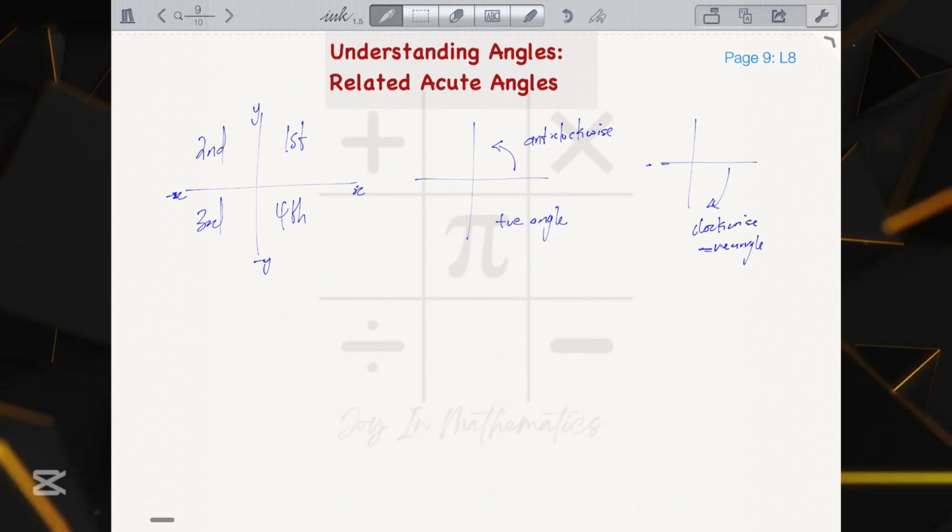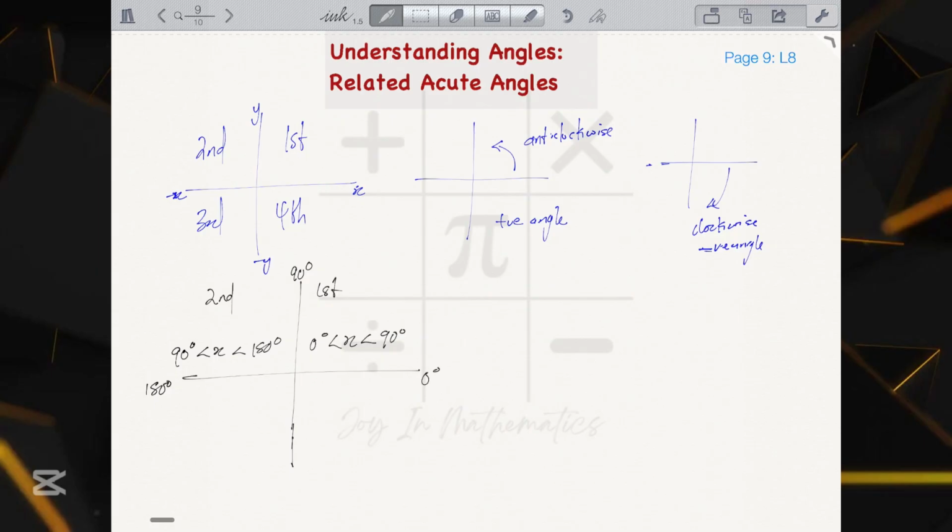Similarly, the range of the first quadrant is from 0 degrees to 90 degrees. So we have 0 degrees less than x, less than 90 degrees. For the second quadrant, we have 90 degrees to 180 degrees. So we have 90 degrees less than x, less than 180 degrees.